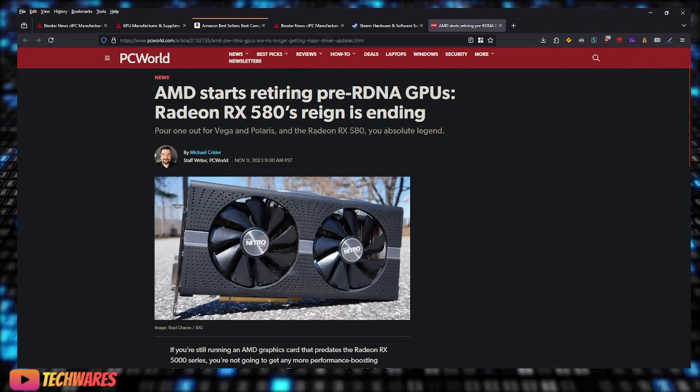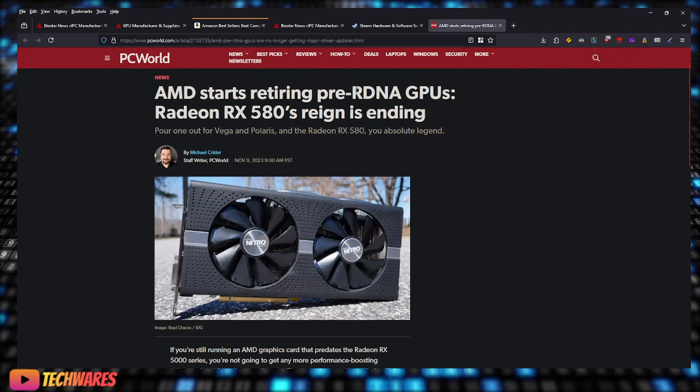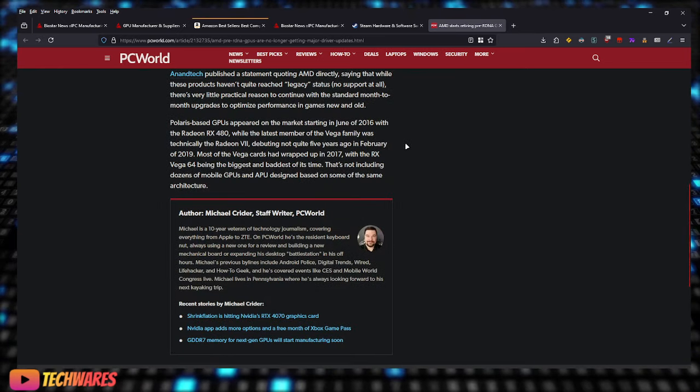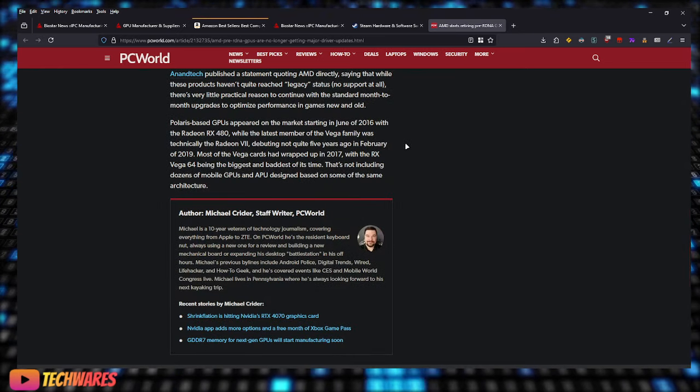All right, so pre-RDNA GPUs do not get driver support anymore. Okay, they are now legacy products with AMD.